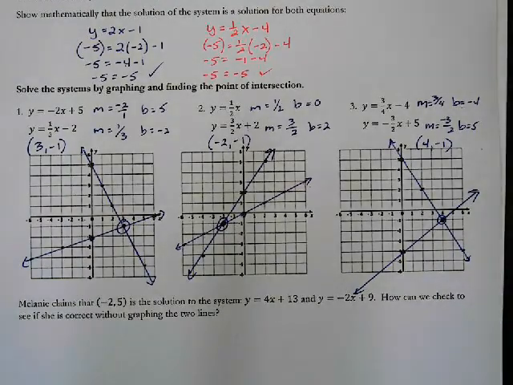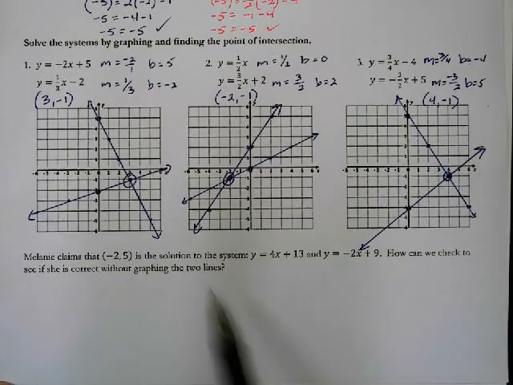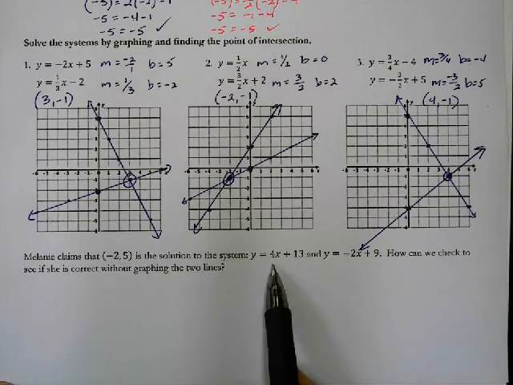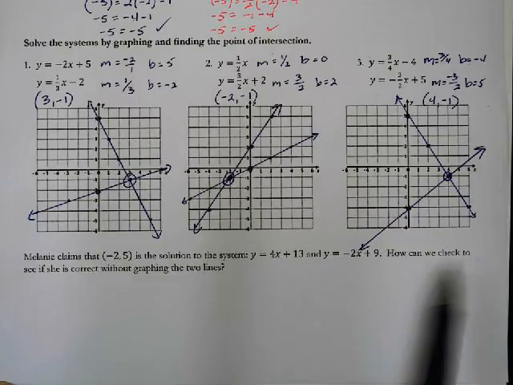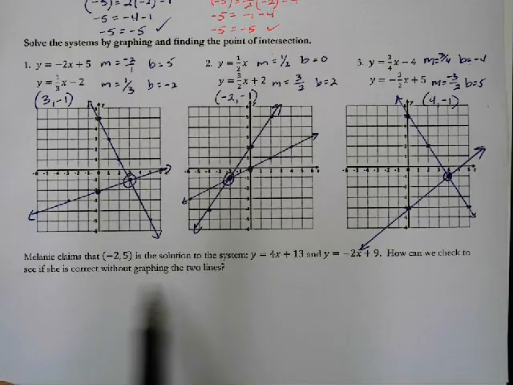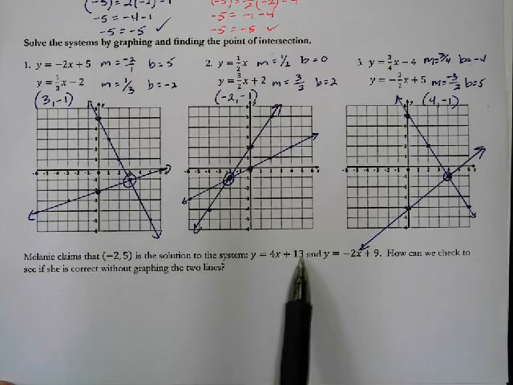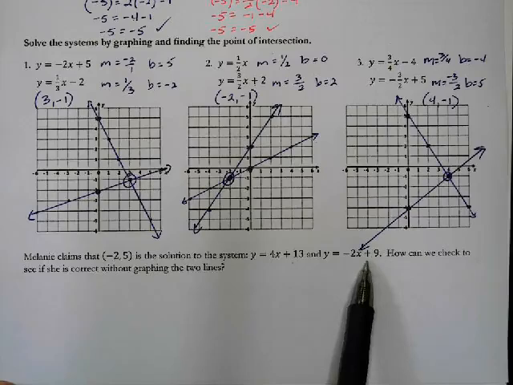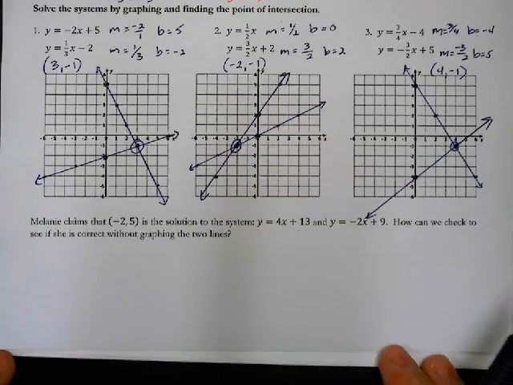Now, Melanie claims that (-2, 5) is a solution to this system, y equals 4x plus 13, and y equals -2x plus 9. How can we check to see if she's correct without graphing the two lines? This would be a pain to graph because our graph would have to be pretty big to get a y-intercept of 13 or a y-intercept of 9. But Melanie's done the work for us, and she thinks the answer is (-2, 5).